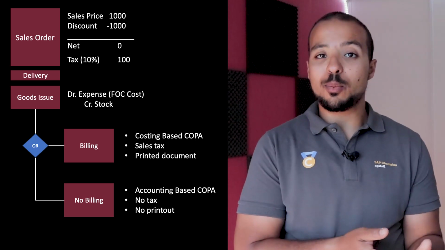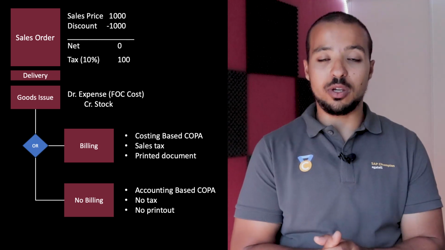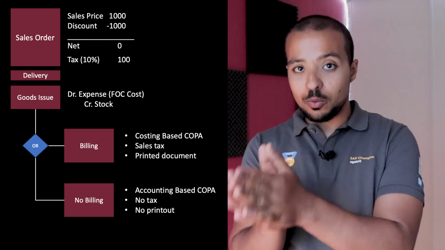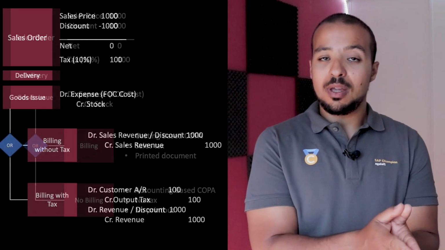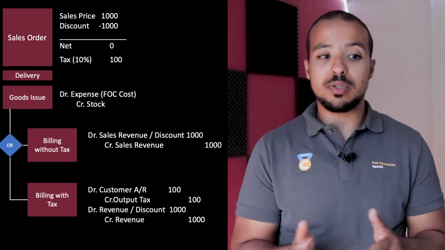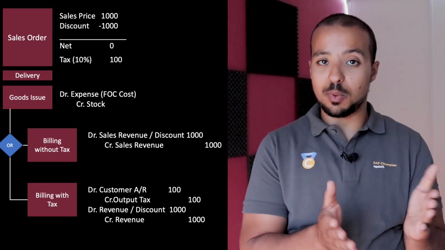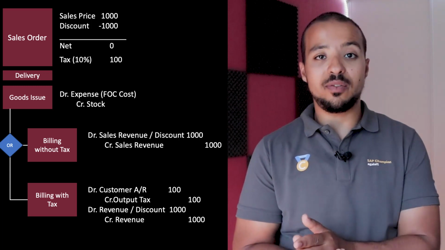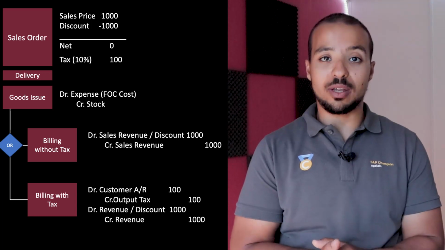Now I will proceed with the process assuming that we have to create the billing document in order to show you the accounting entry. So after creating the outbound delivery and posting the goods issue, we post the billing document. And here we have the accounting entry. In the case of the standard sales process, the accounting entry is a debit to accounts receivable to the customer account and a credit to sales revenue. And if we have sales taxes, then we also have a credit to output tax.